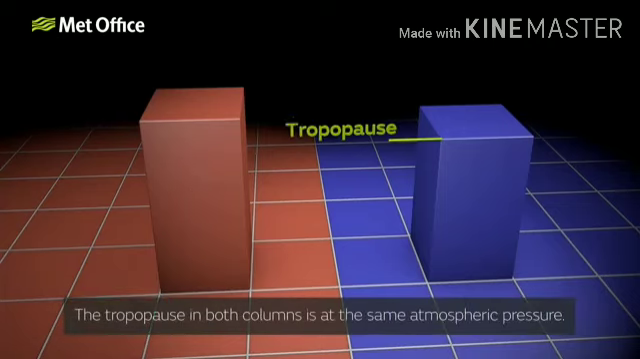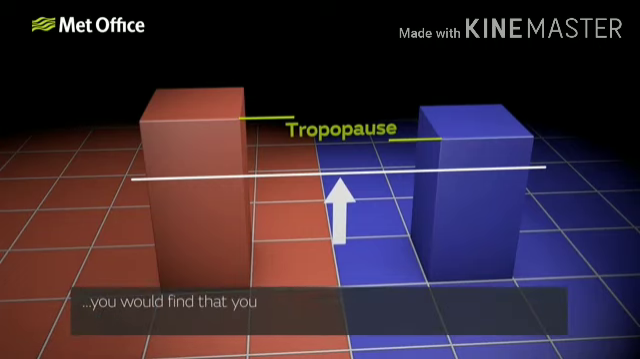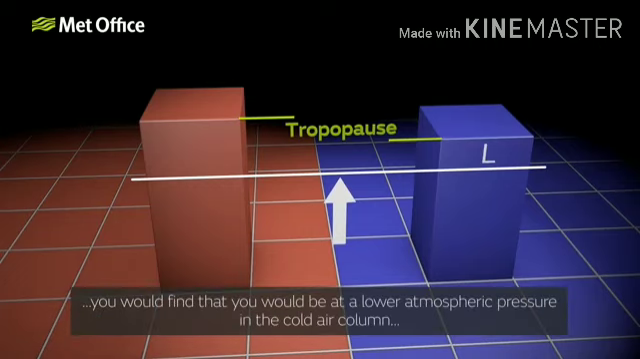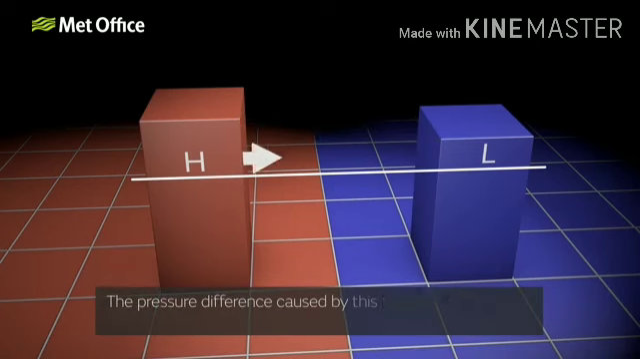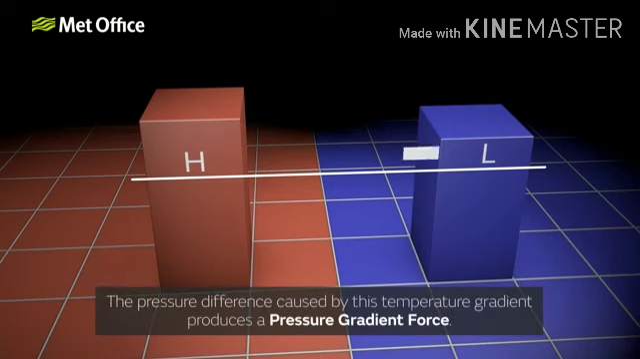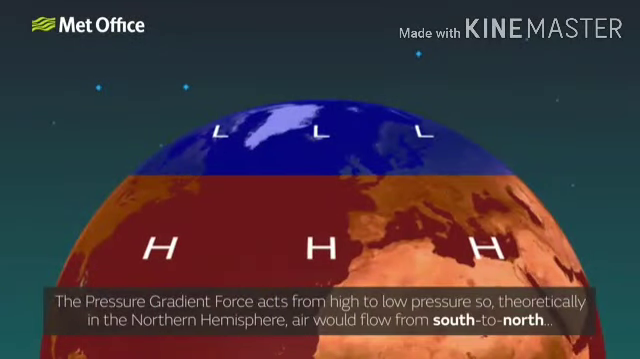The tropopause in both columns is at the same atmospheric pressure. So if you were to climb to the same height in both columns, you would find that you would be at a lower atmospheric pressure in the cold air column and a higher atmospheric pressure in the warm air column. The pressure difference caused by this temperature gradient produces a pressure gradient force. The pressure gradient force acts from high to low pressure, so theoretically in the northern hemisphere, air would flow from south to north.